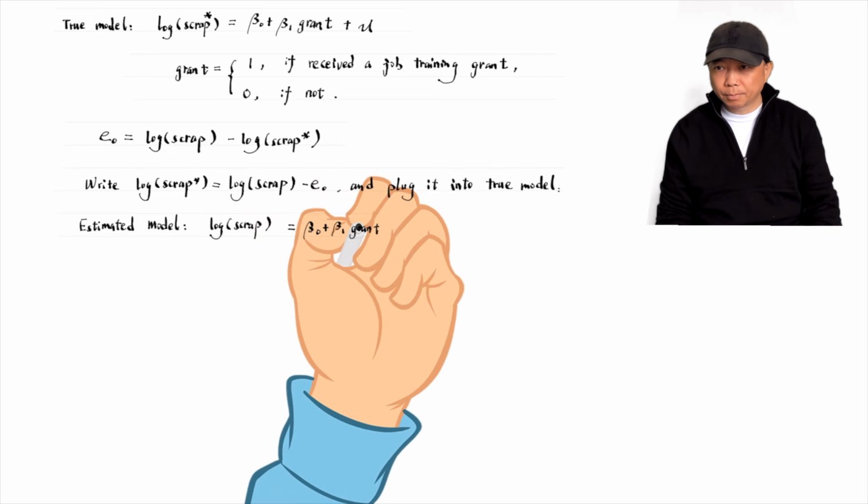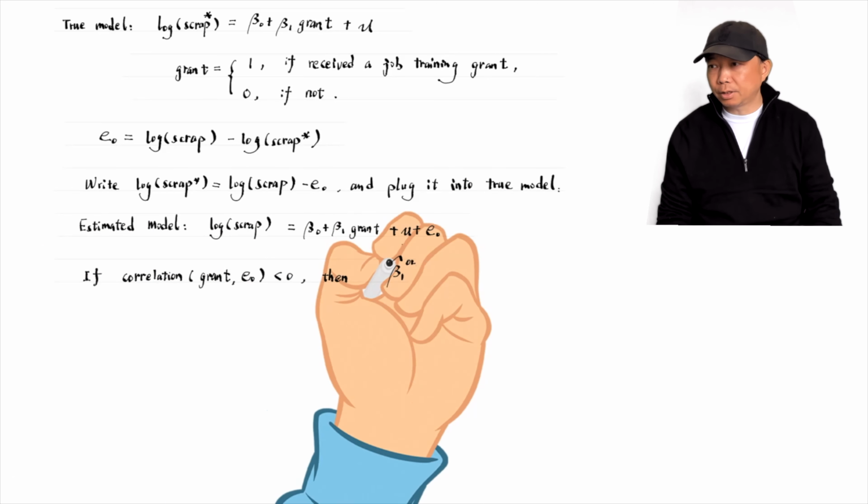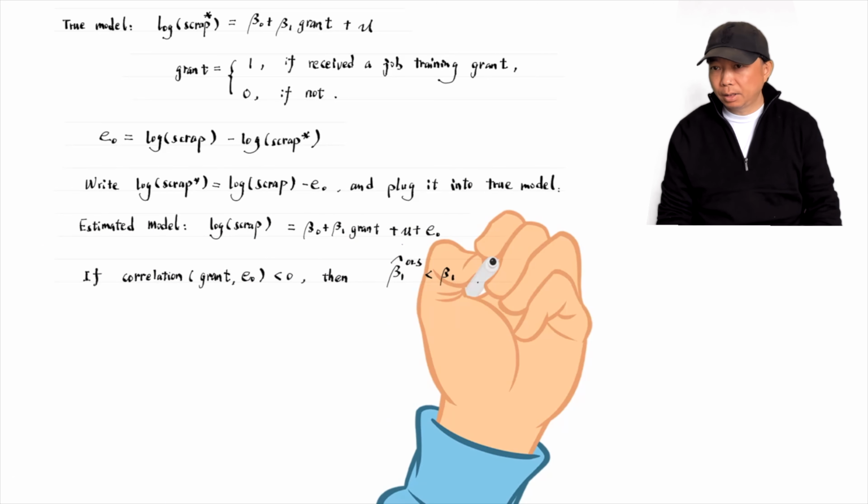If this is the case, then the dummy variable grant will be negatively correlated with the measurement error in the reported scrap rate. In other words, when the explanatory variable grant increases from 0 to 1, the outcome variable will be reported systematically lower than the true value. We can prove that the OLS estimator beta 1 hat is downward biased. Here is the proof.